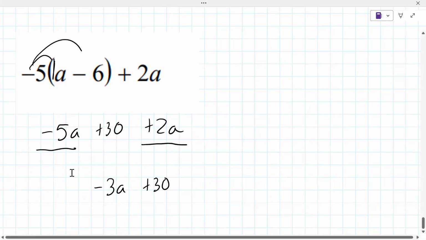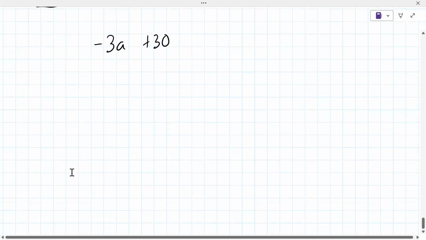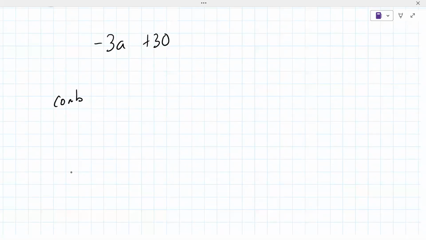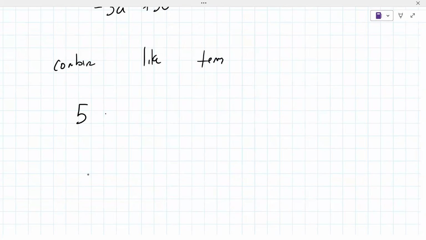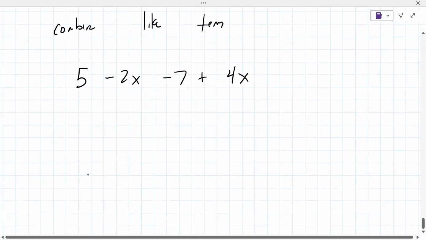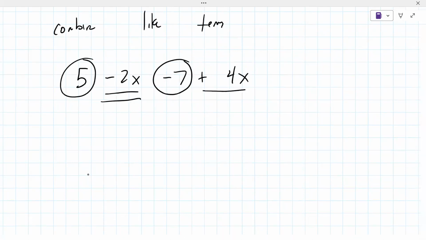So let's do a couple examples now where we combine like terms, because I feel like maybe that's getting away from you here a little bit. So let's say it's 5 minus 2x minus 7 plus 4x. So the 5 and the -7 are like terms, the -2x and the +4x are like terms.